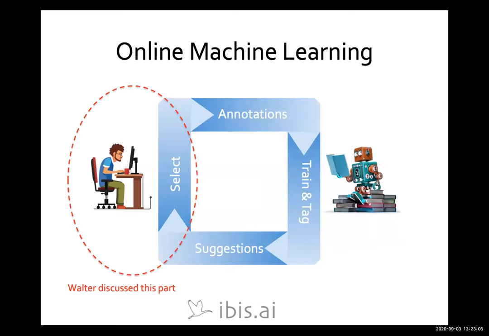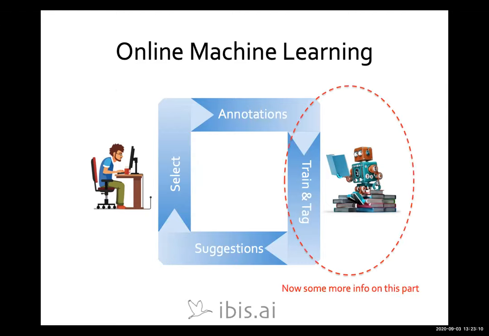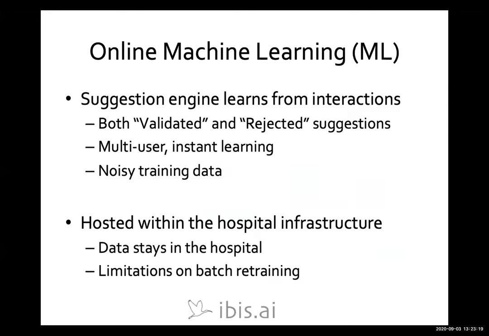So Wachter basically showed what it looks like from the users, from the annotators, and I will talk a bit more about the algorithms, or rather the evaluation of the algorithms and the task. So as I said, it's an online machine learning algorithm. It uses both these validated and rejected suggestions to learn. And it learns immediately. So once one user selects something and annotates it, then the next user, like a second later, can use this information already.